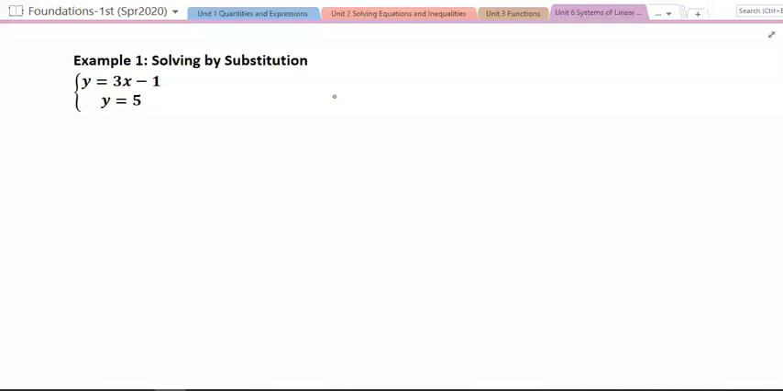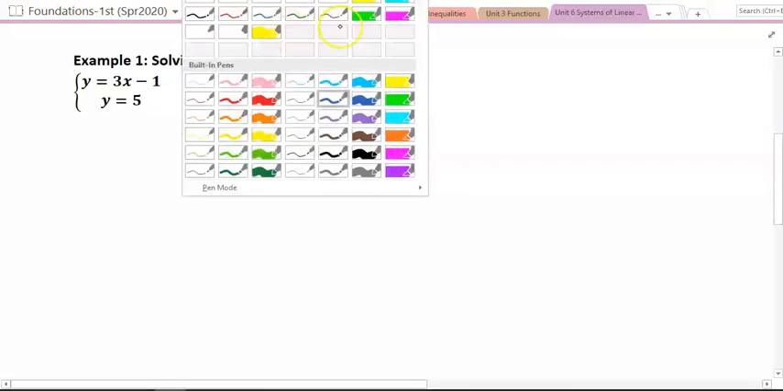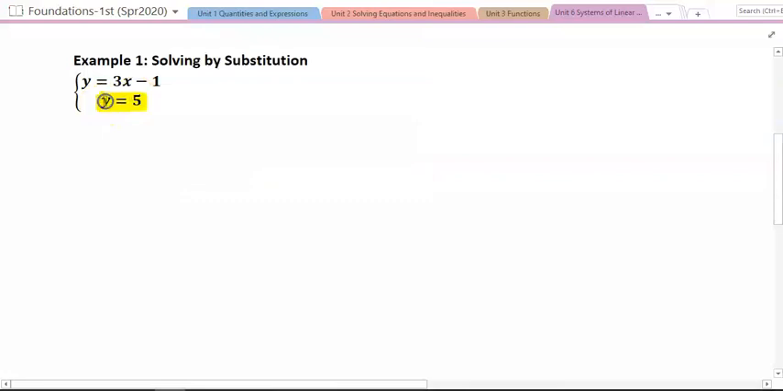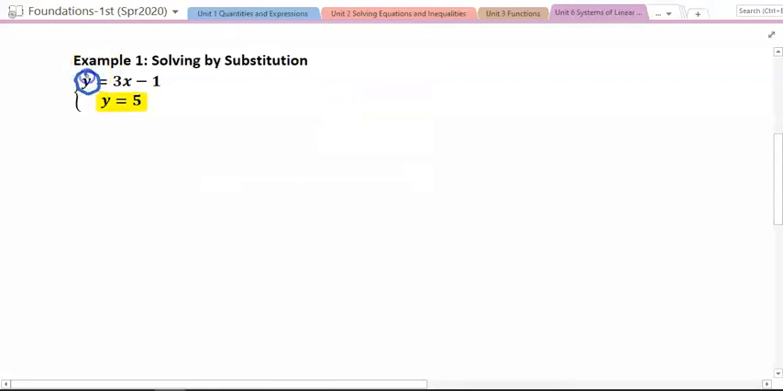Because what we're going to do, and we'll look at this in this first example very easily, is the second line has y equals 5. And so everywhere I see y in the other equation, I'm going to take the other part. So if y is equal to 5, I can substitute y with 5. And so what I'm going to write for my next line is that 5 is equal to 3x minus 1, right? And now I can solve for the x.